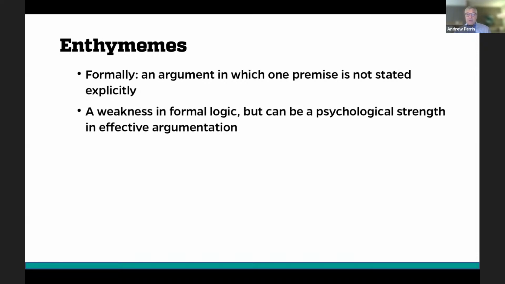In effective argumentation in the real world, enthymemes can be really psychologically strong because they keep you from having to state a warrant structure or a premise that might be more difficult for you to defend. If they make your respondent or your audience imagine what the appropriate premise might be, they've come up with it themselves. It's come out of their imagination, and enthymemes can be a really psychologically powerful thing. They're, I would say, one of the ways that make formally bad arguments effective in real life.